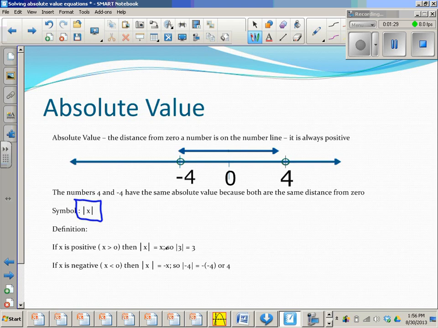Definition of absolute value. If x is positive, then the absolute value is the x, is the number. So what's the absolute value of 3? 3. Now, if x is negative, then the absolute value of x is going to be the opposite of that number. So what's the absolute value of negative 4? Or what's the opposite of negative 4? Positive 4.